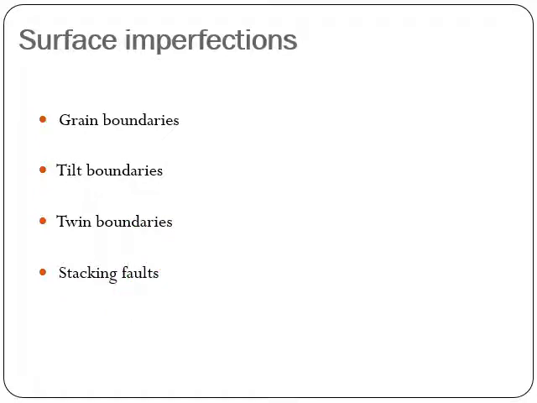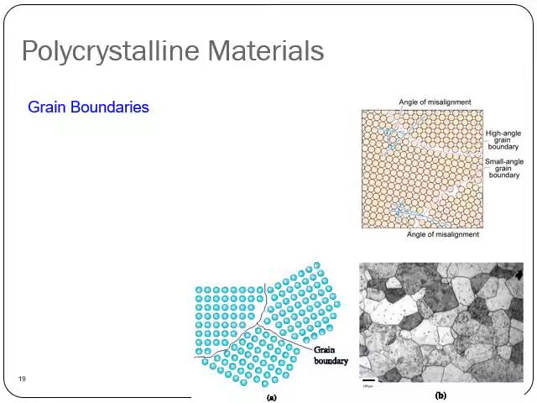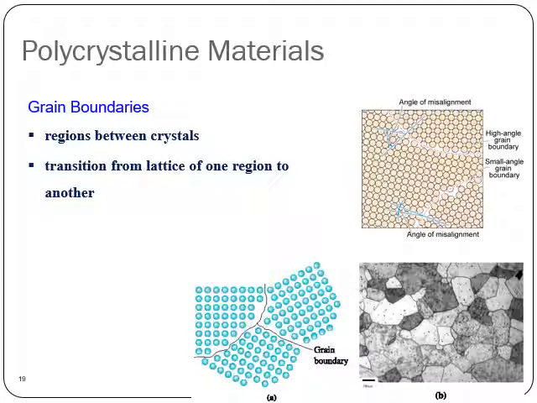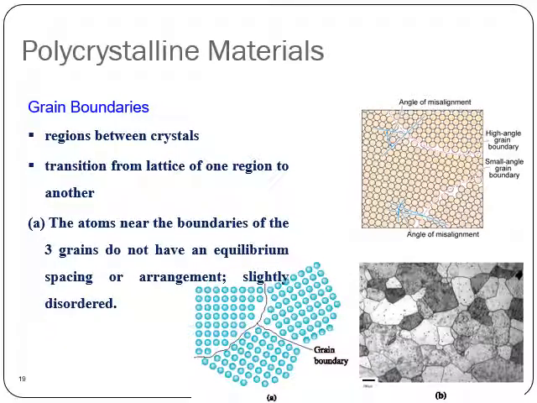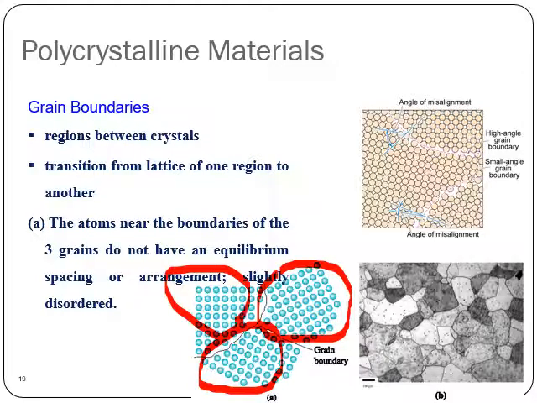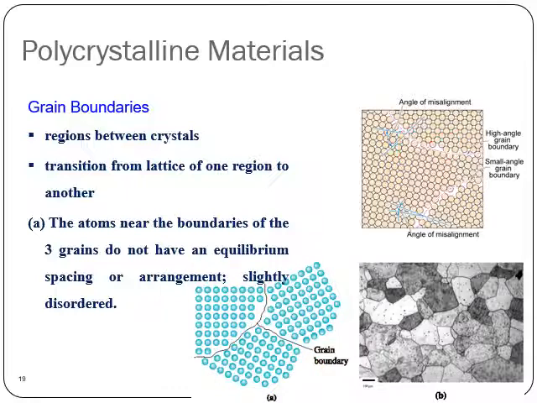So these are the surface imperfections which we can see here. As I said, a grain boundary is a region between two crystals, a transition from the lattice of one region to another, and the atoms near the grain boundary do not have equilibrium spacing or arrangement, or are slightly disordered. This is one grain, one grain and one more grain. These regions are going to have distorted atoms. There will be a number of atoms stuck in between the boundary, and they act as a weak point for grain boundaries.